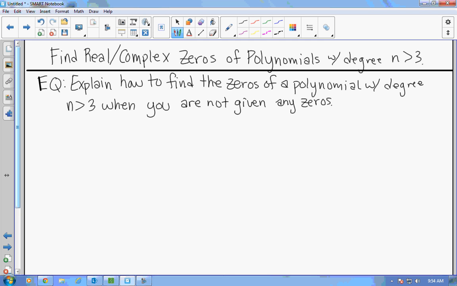Explain how to find the zeros of a polynomial with degree n greater than 3 when you're not given any zeros. Sometimes they'll give you a 0 to start you off, but other times you won't be given any zeros and you just have to figure out how to start it.